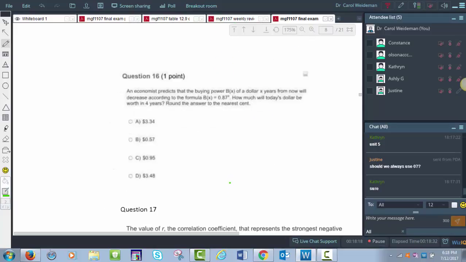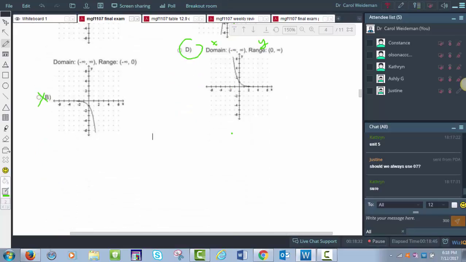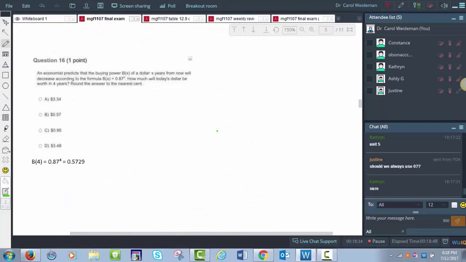Alright, and then let's see. An economist predicts the buying power of a dollar X years from now will decrease according to this formula. This is an exponential. How much will today's dollar be worth in 4 years? And they give you the function right here. So let's pop over here. And so what you're going to do then is you're going to substitute in the value they ask you to evaluate. They said in 4 years, what's the buying power of a dollar going to be? So in this equation, X is 4. So in my calculator, I take 0.87 and raise it to the 4th power, and I end up with 0.5729, or about 57 cents.